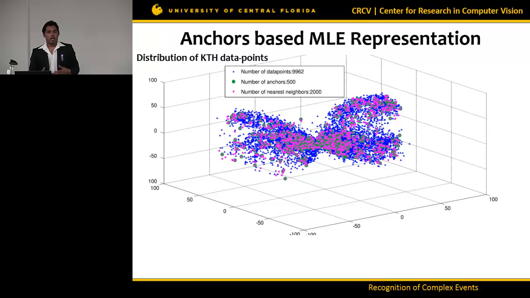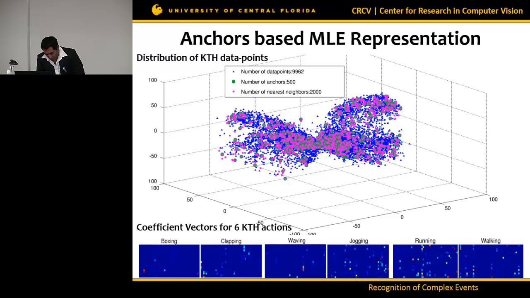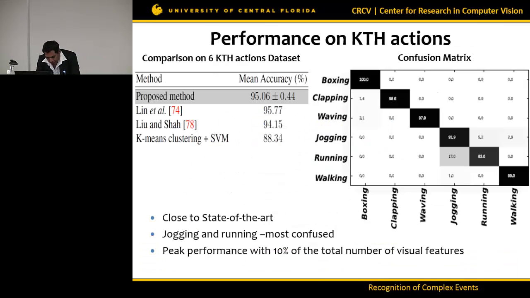What we observe here is the MLE representation that we just proposed based on anchors. The green dots, I don't know if you can see them. We selected at random 500 anchors from about 10,000 data points, and we represented them using the representation that we proposed. So for every one of the 6 actions in the KTH dataset, these are the representations. Here are some quantitative performance results. We do much better than previously proposed approaches.